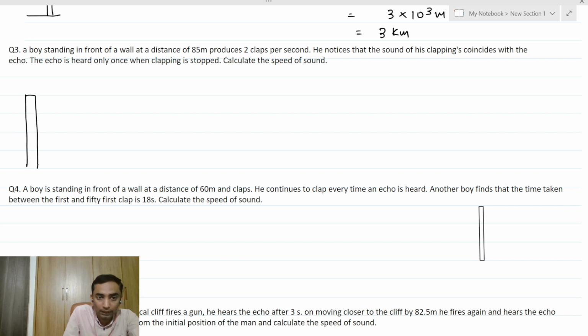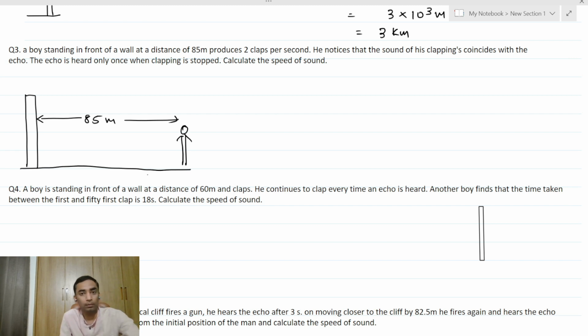So this is the wall, and a person is standing at a distance of 85 meters. It's my request to all my viewers that if you draw the diagrams, the situation would be more clear to you, and you will be able to solve the problems more quickly. It's not a mandatory thing, but if you do it, you'll be able to get an accurate answer. This is how I do, right?